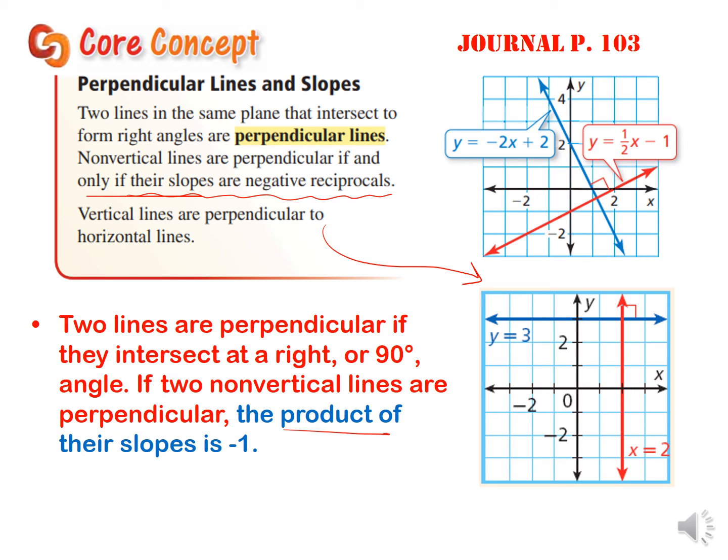The product is the other part of it. The product of their slopes is negative 1. So if you look at these two slopes, negative reciprocals, meaning it's the reciprocal but the opposite sign, and then if you multiply, you get negative 2 over negative 2, or negative 2 over positive 2, which is negative 1. Okay?